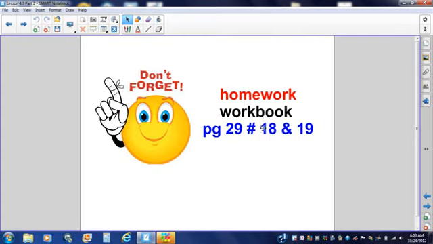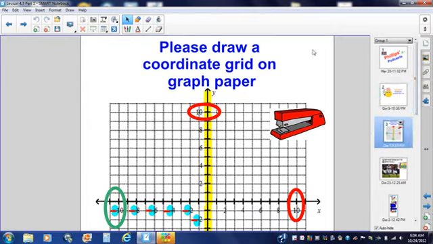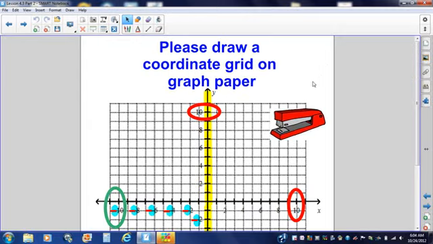Please make yourself a note somewhere. Homework tonight is workbook page 29, problems 18 and 19. Homework, workbook page 29, problems 18 and 19. Don't forget.